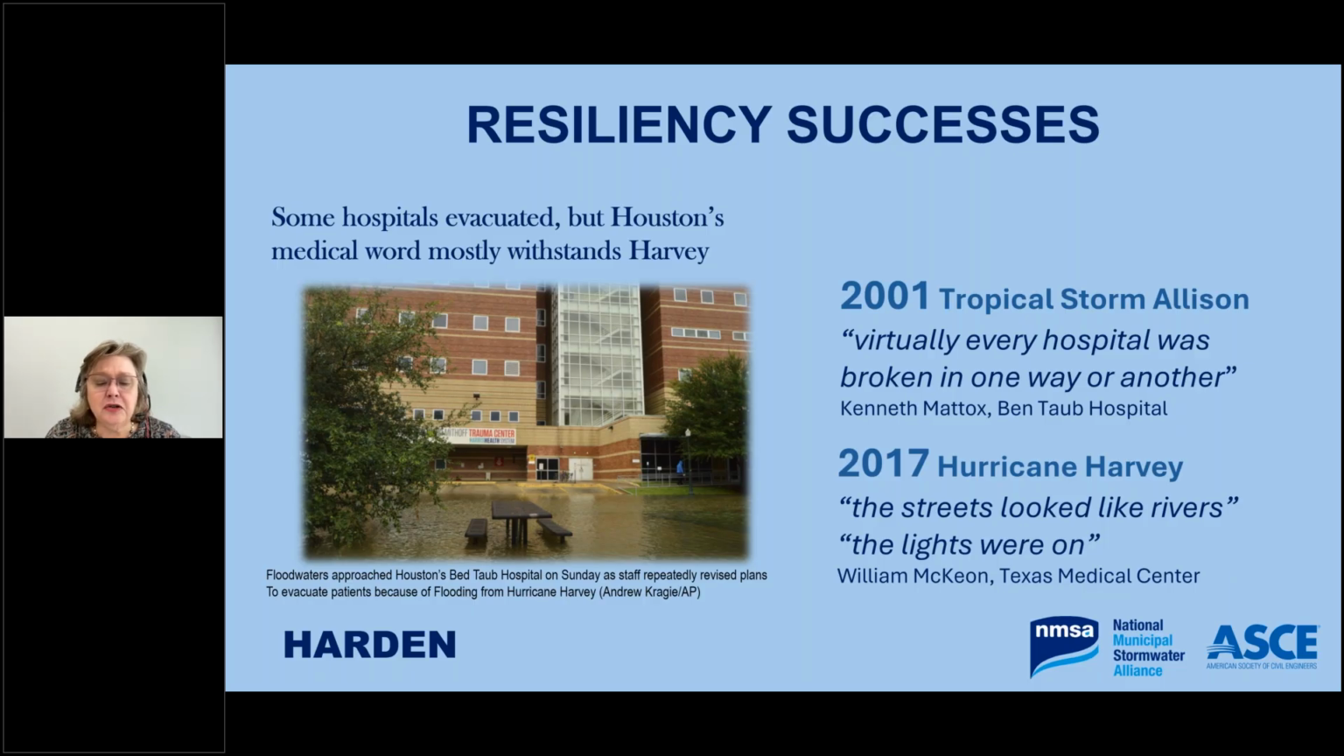And then once you even add on top of that, patients had to be evacuated. People did lose their lives. They were without power. They were without the ability to get in and out.